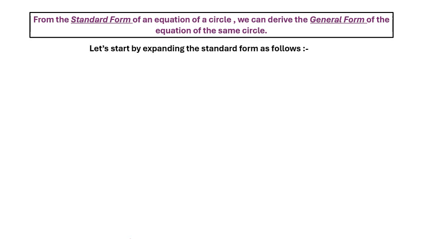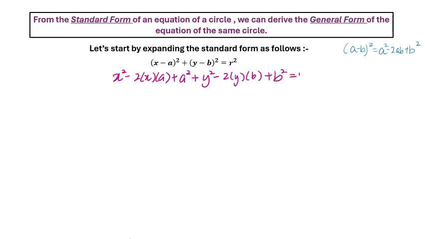So we start off by expanding the standard form as follows, using the algebraic identities. Right, so we expand your bracket x minus a close bracket to the power of 2, and this is what we get for both terms there, also for the bracket y minus b close bracket to the power of 2. Right, so what is the next thing we do? Yes, we rearrange the terms as follows.